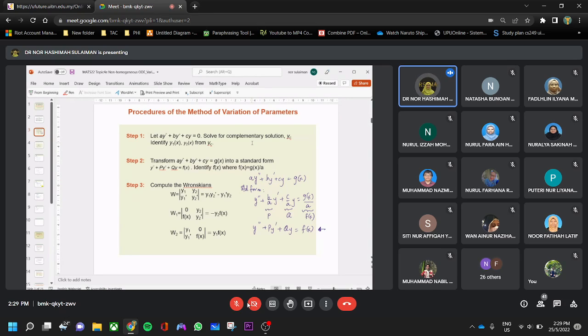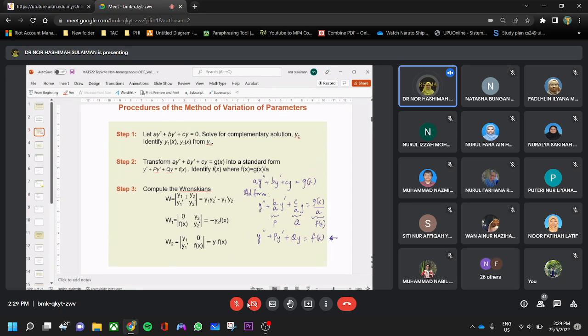Bila cari Wronskian, ada 3 Wronskian yang kena cari, right? Okay, Wronskian yang asas adalah berdasarkan kepada the basic solution lah, the basic solution obtained from the YC, kita panggil sebagai Y1 dengan Y2. Okay, so kita tahu basic ataupun fundamental solution adalah Y1 dengan Y2 because we are dealing with second order ordinary differential equation. Kalau third order dia ada 3. Y1, Y2, Y3. Okay, kalau dia fourth order dia ada 4 lah. Y1, Y2, Y3, Y4. Okay, are you all with me?